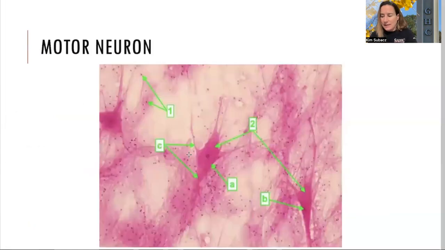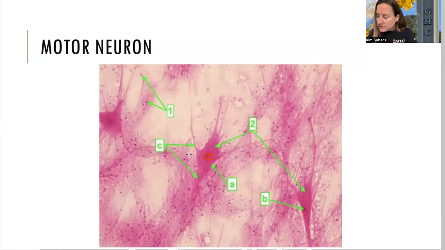That is that slide. Here is a beautiful slide of some motor neurons. And so on this image, we are going to have some neurons. Here's our nucleus, right smack in the middle. And we said, what's the area that holds the nucleus? It's going to be called the soma, or the cell body. So all of this darker stuff here, that's your soma and your cell body.